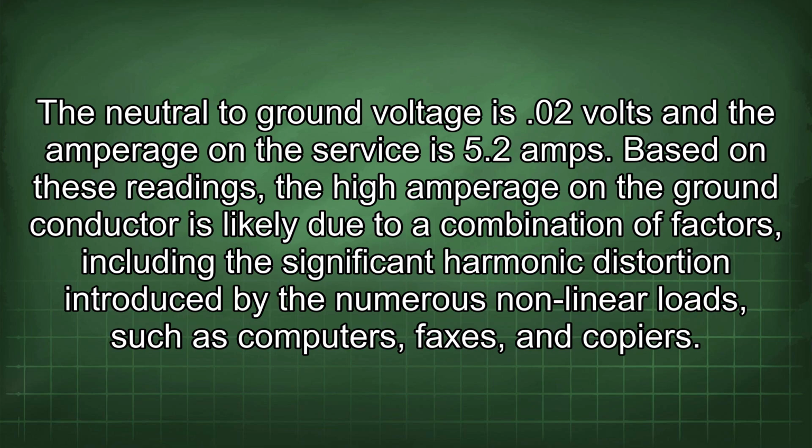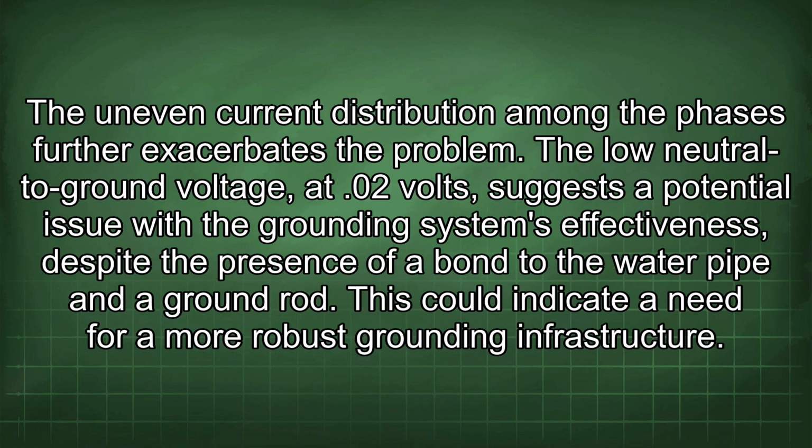Based on these readings, the high amperage on the ground conductor is likely due to a combination of factors, including the significant harmonic distortion introduced by the numerous nonlinear loads such as computers, faxes, and copiers. The uneven current distribution among the phases further exacerbates the problem. The low neutral to ground voltage at 2 volts suggests a potential issue with the grounding system's effectiveness despite the presence of a bond to the water pipe and the ground rod. This could indicate a need for a more robust grounding infrastructure.